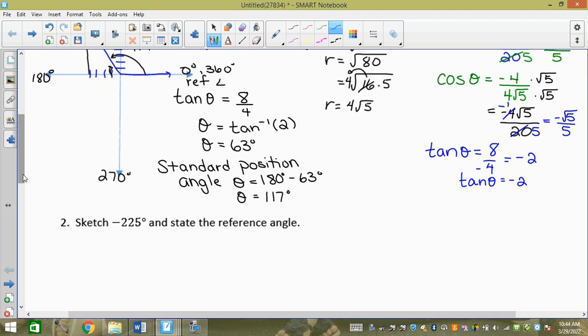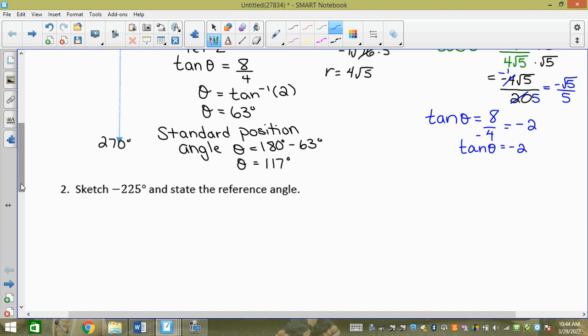It's negative. So you actually draw 225, but you're going to go clockwise. So the very first thing you're going to want to do is actually label your axes, but in clockwise fashion. So this can be 0, then this can be negative 90, and this is negative 180, negative 270, negative 360. And then we need to do 225.